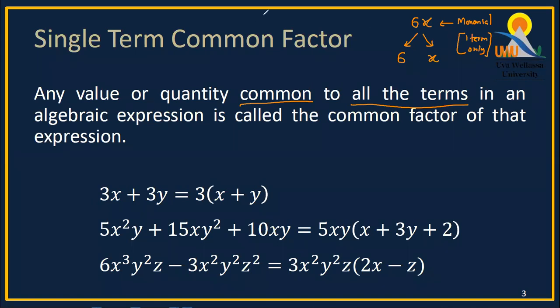Therefore, if you are having 6x, this can be converted into two factors. One factor is 6 and the next factor is x. Therefore, these are the two factors of 6x. But this concept is quite different from that. Here we are considering the single term common factor.